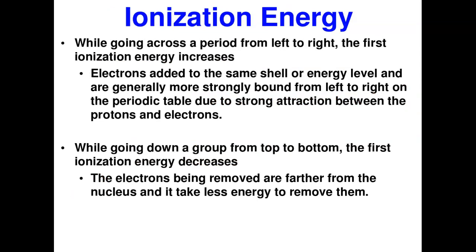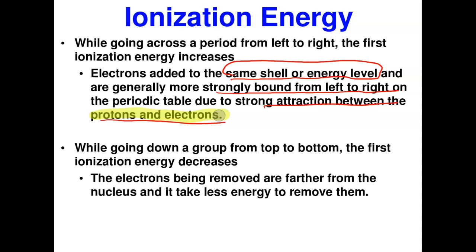So look at it. It says, while going across the period from left to right, the first ionization energy increases. So why does it increase? Electrons are added to the same shell, or energy level, and are generally strongly bound from left to right on the periodic table. Why? Due to the attraction between the protons and the electrons. This attraction gets stronger if you have them on the same shell and you add more electrons, because you're increasing the number of protons, and the charge is going to be more.